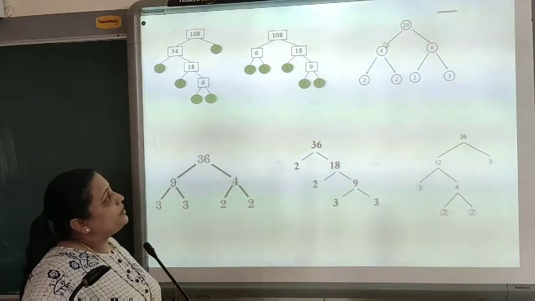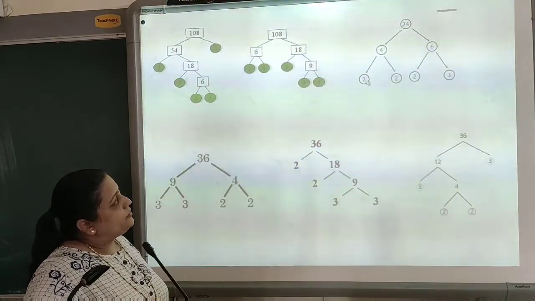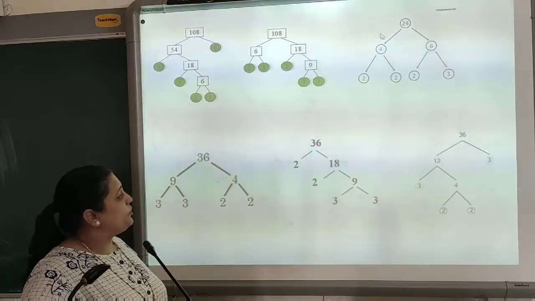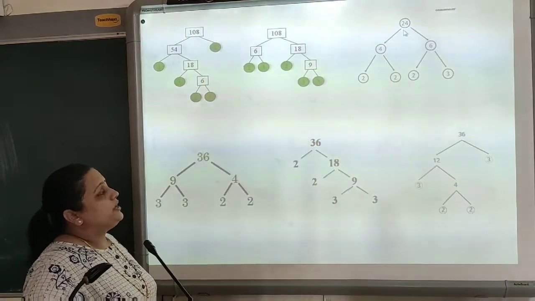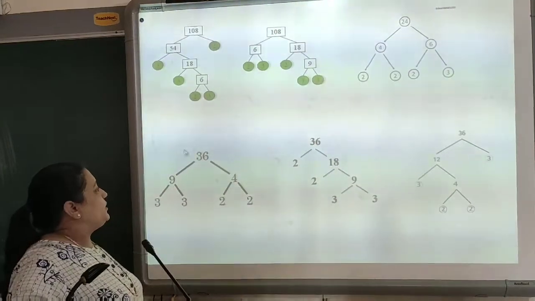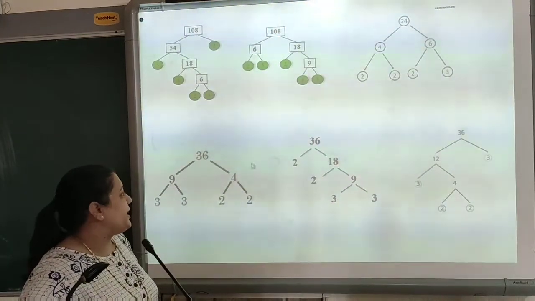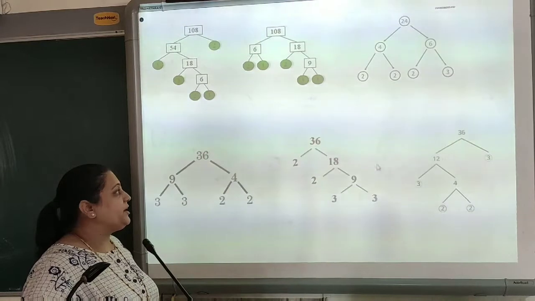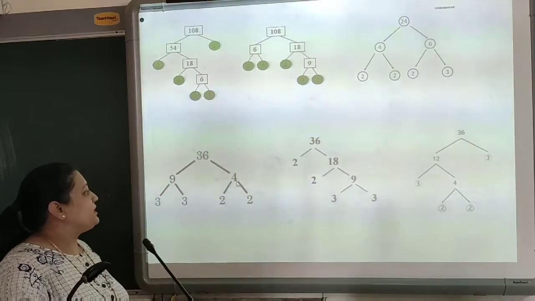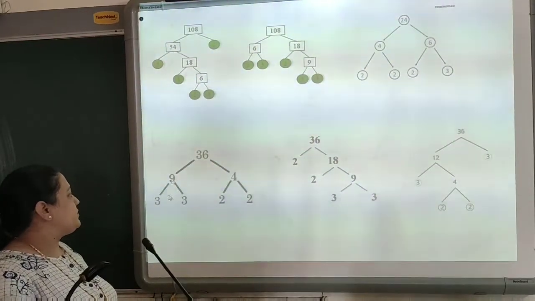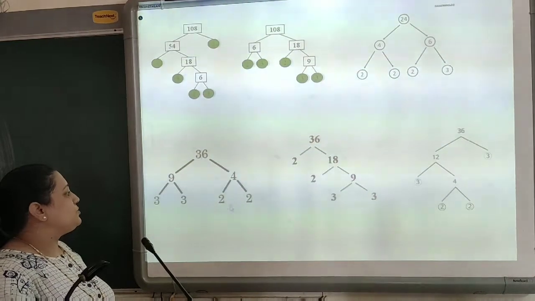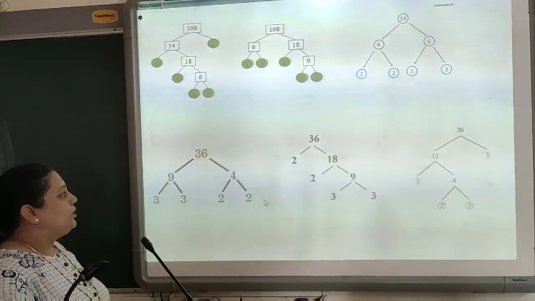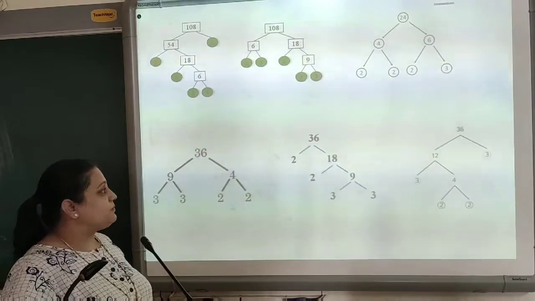Now here 24. So 4 6s are 24, and 2 2s are 4 and 2 3s are 6. Two more factor trees I will show you in the next slide for 24. Now let's see 36. Here I have drawn 3 different factor trees for 36. 9 4s are 36. So what are the factors of 9? 3 3s are 9. 2 2s are 4. So 3, 3, 2, 2. So 2 times 2 and 2 times 3.